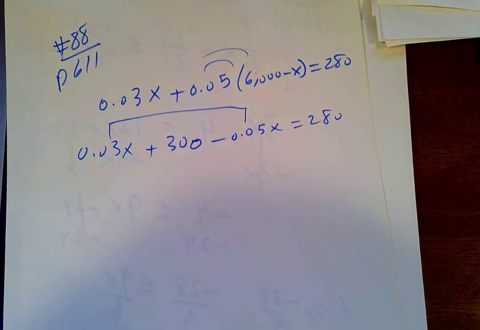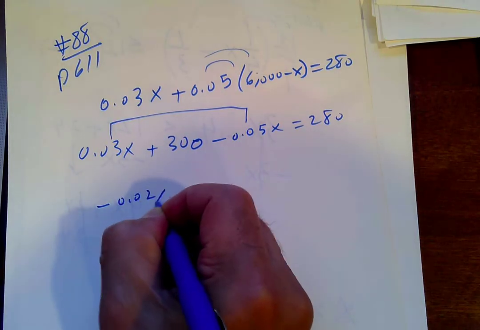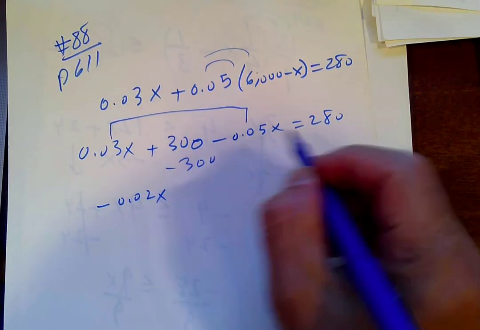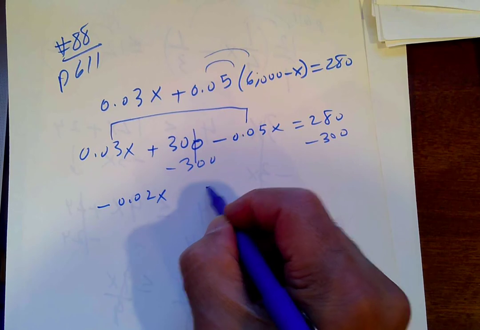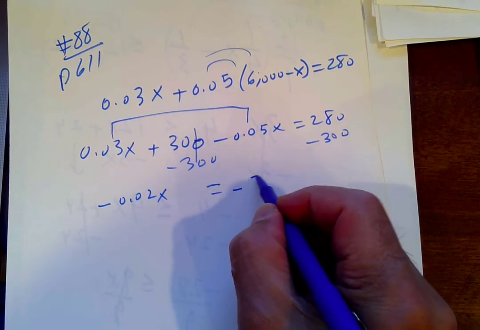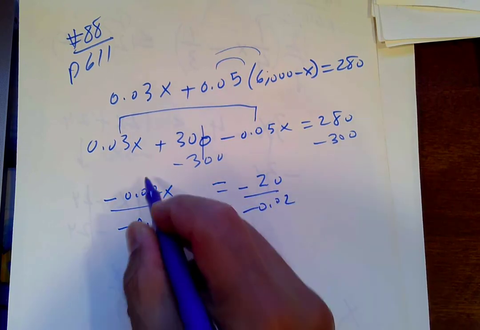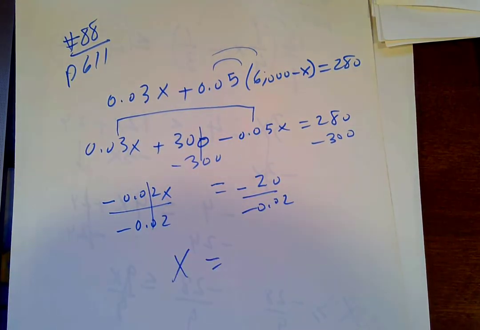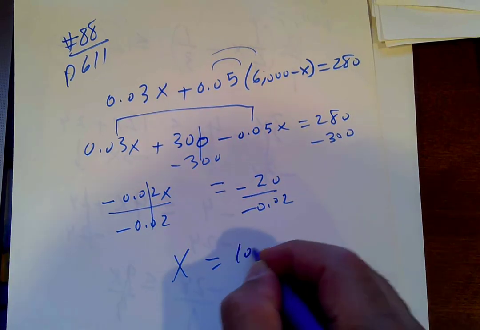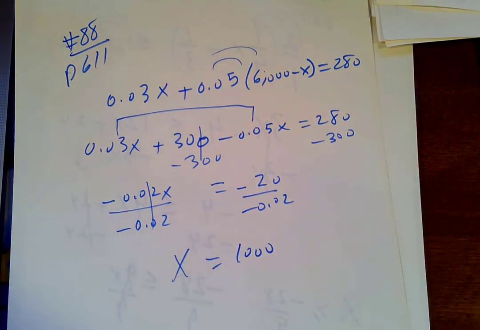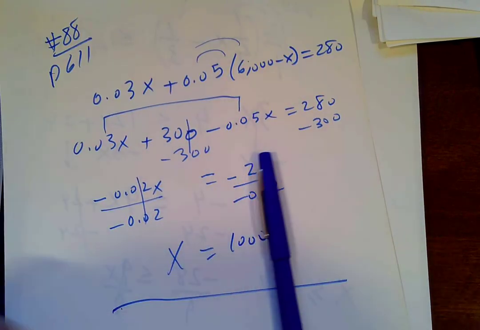0.03x minus 0.05x is negative 0.02x. And then if we subtract 300 from 280, we get negative 20. Divide by negative 0.02. x equals negative 20 divided by negative 0.02. Negatives cancel out. 20 divided by 0.02 is 1000. Okay, that's it for this section.